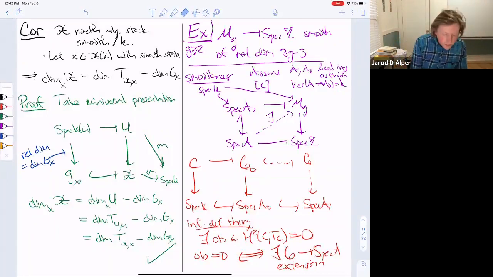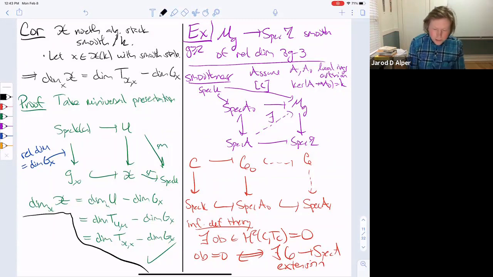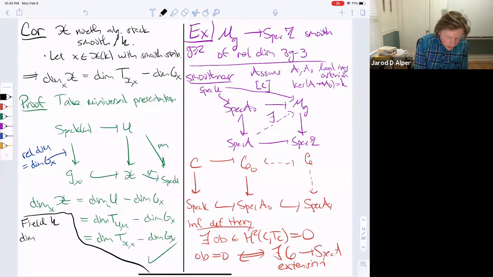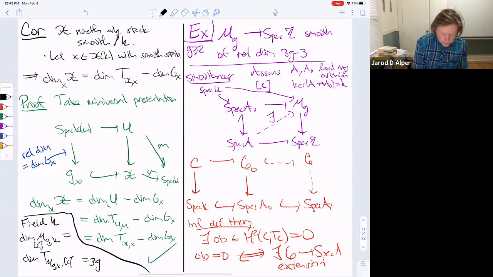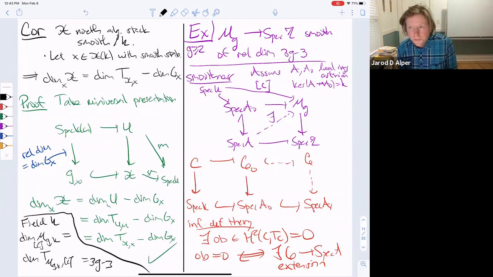Right, and we've also computed, I've lost space here, but I'll do it on the side. To compute that the relative dimension is 3G minus 3, we just need to compute the dimension of a fiber, for a field K. The corollary tells us that the dimension of M_G restricted to this field K at any curve C is equal to the dimension of the tangent space of M_G at C. And we've computed that to be 3G minus 3 earlier. So that finishes the smoothness.